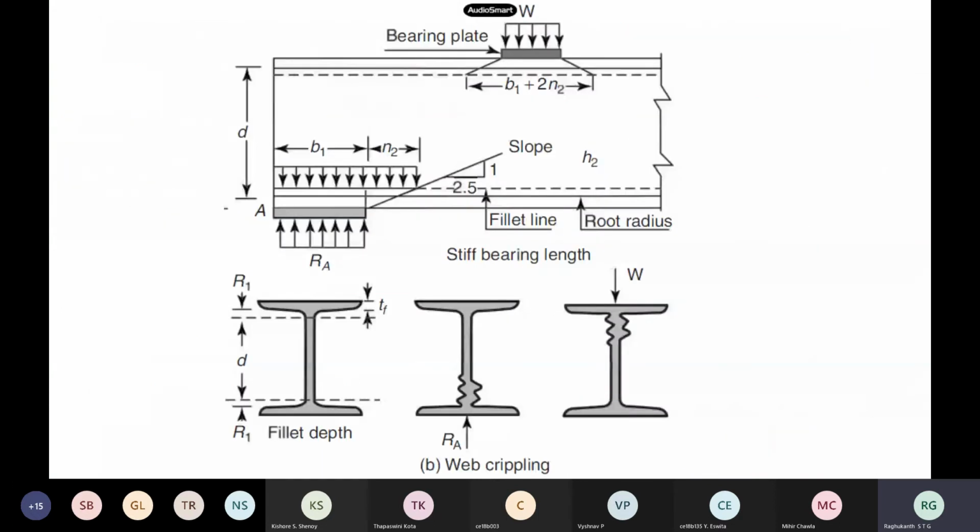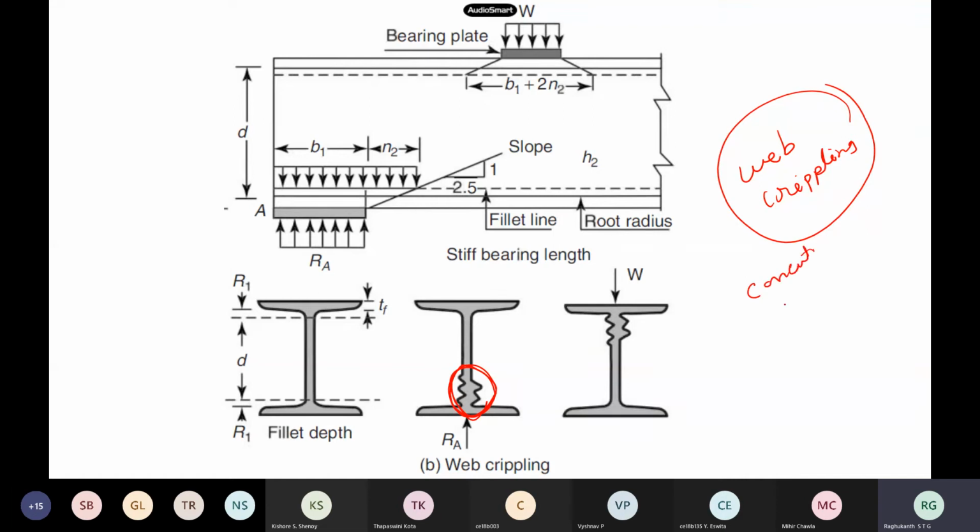Okay. Now another most important thing is web crippling also. This is also widely observed. Webs mostly fail due to crippling. Crippling can be seen near this junction, say, where you are applying the loads, near the concentrated loads and the supports. So this problem comes into the picture.